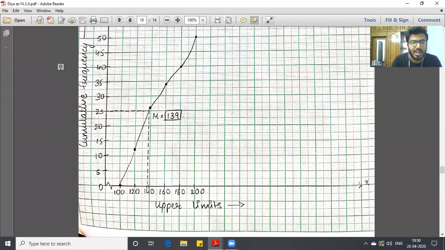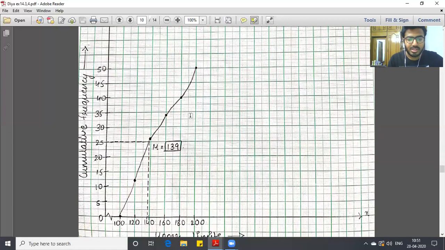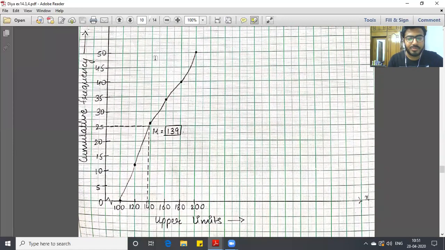Then the n by 2 value, n by 2 is 25, so from 25 we draw a straight line here. Where the point meets the curve, we will draw a perpendicular from there. Look here, near 140 the point is here, so it will be equal to 139. So what will the value of the median be? 139. Exactly the same.